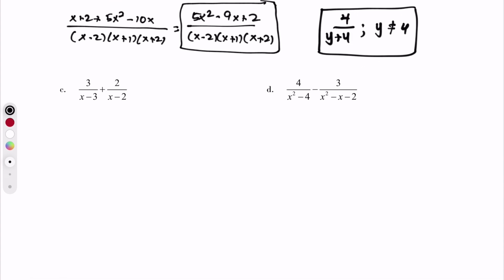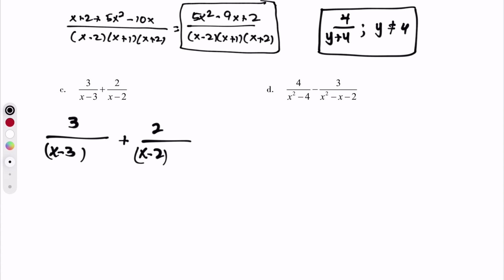Letter C. This one doesn't need to be factored. It's just two small factors sitting there, so this one's a little bit easier. I just have 3 over x minus 3, and notice I'm leaving some space here, plus 2 over x minus 2.